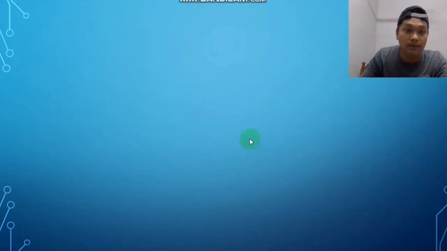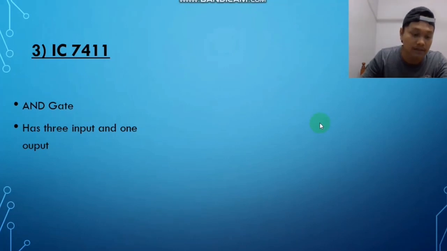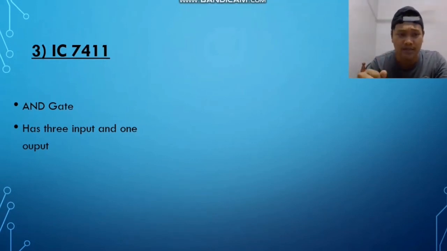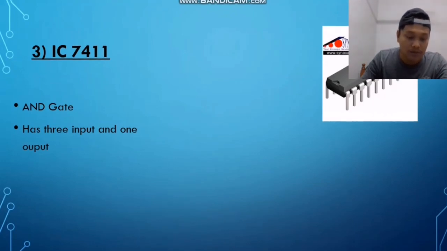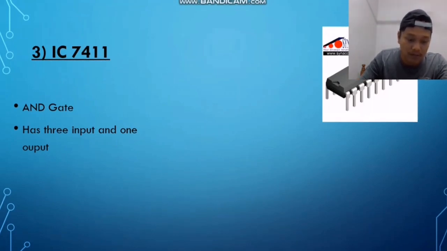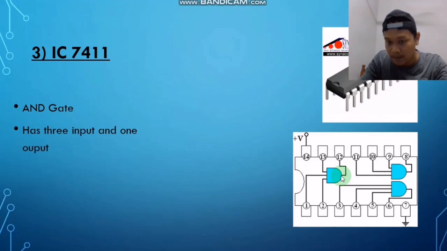Okay, and then we move on to the next one. This one is the IC 7411. It is an AND gate. The AND gate has 3 inputs and 1 output. This IC contains 3 AND gates. Okay, that's the picture. So there are about 5 inputs, I think, maybe 7 or 8 inputs, and the rest are outputs. Alright, this is the schematic.